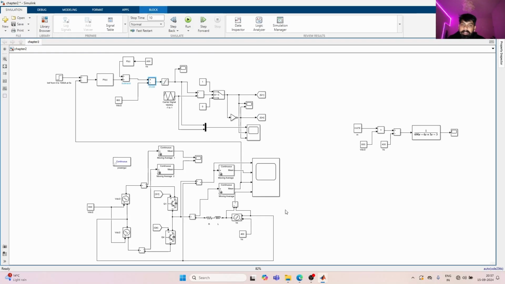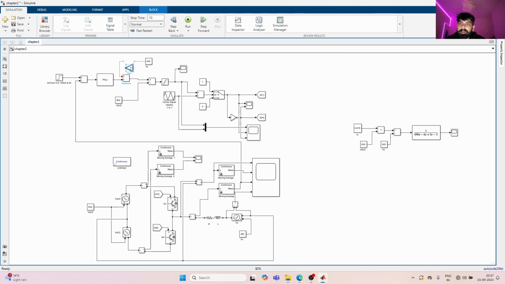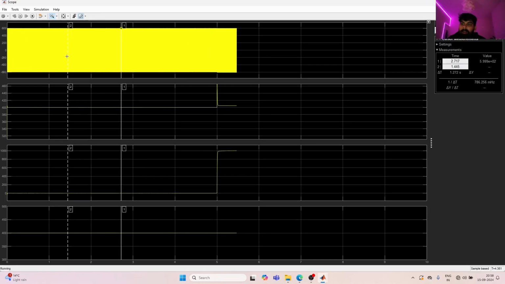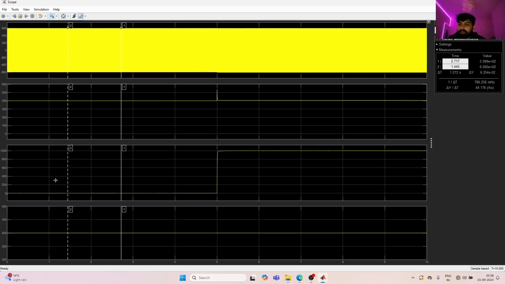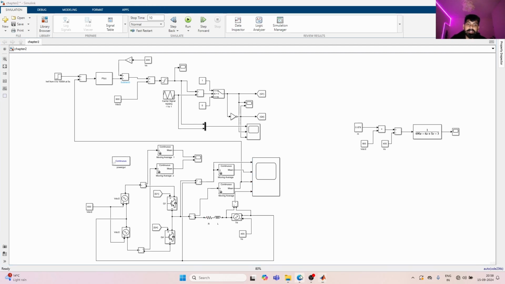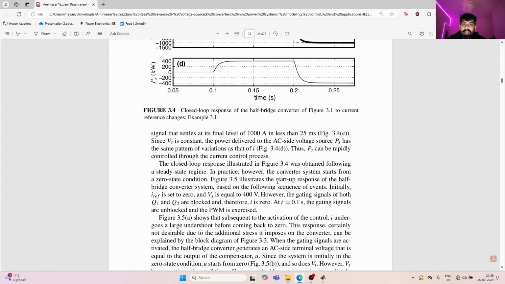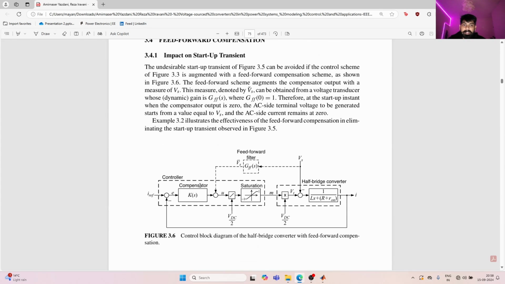Let's see if we just put a gain block here. Yeah, 1. What happens then? So it would also work, and the terminal voltage starts from 400 volts, and we don't get that initial transient. So this is one of the advantages of using the feed forward compensation.